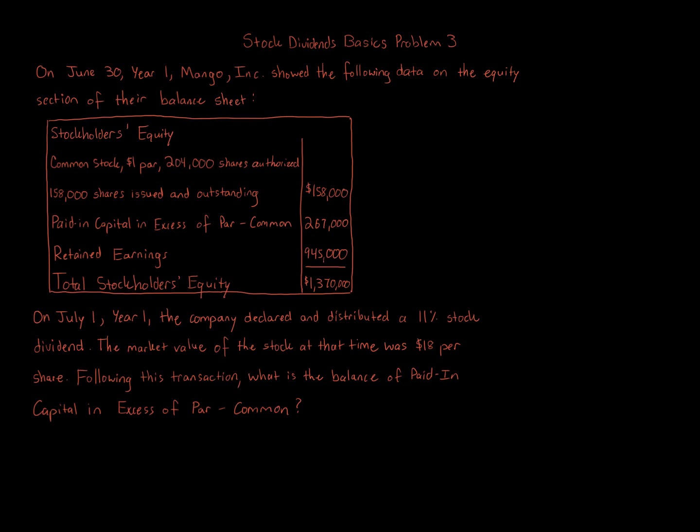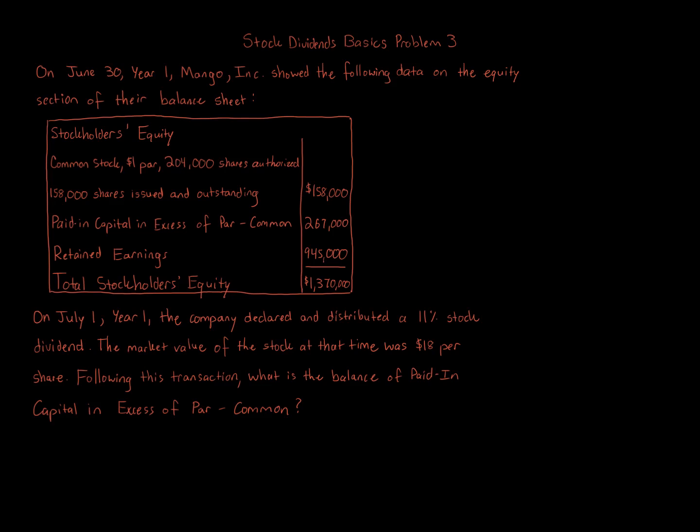Common stock, $1 par, 204,000 shares authorized, 158,000 shares issued and outstanding, $158,000. Paid in capital in excess of par common, $267,000. Retained earnings, $945,000. Total stockholders' equity, $1,370,000. On July 1st, Year 1, the company declared and distributed a 11% stock dividend.